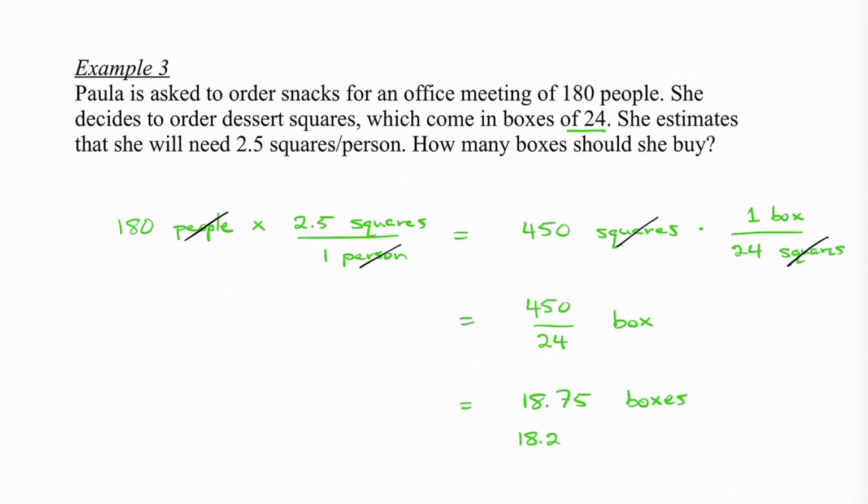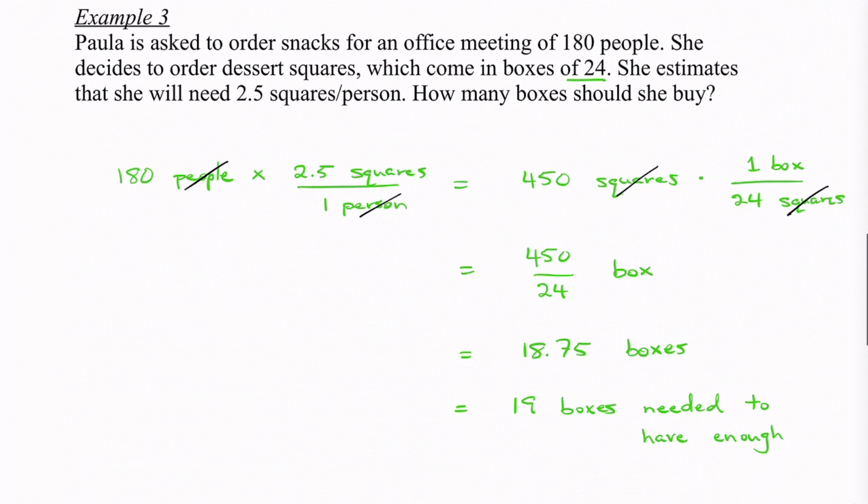Because if you round down to 18, then you're not going to have enough desserts for everybody. If you round up to 19, then you're going to have more than enough. You'll just have a little bit extra. So what we need to do is we need to round this up to 19 boxes. So I just wrote there 19 boxes are needed in order to have enough.